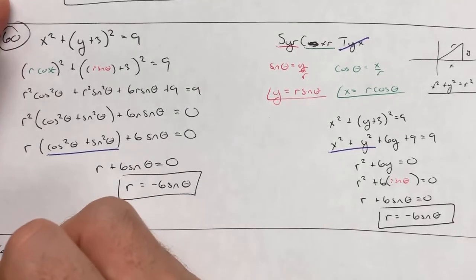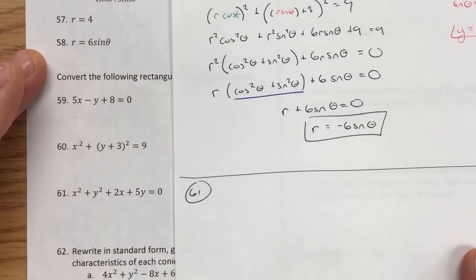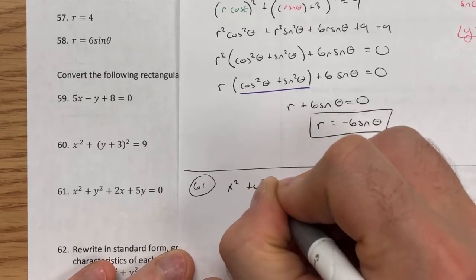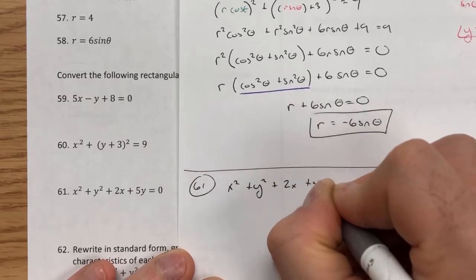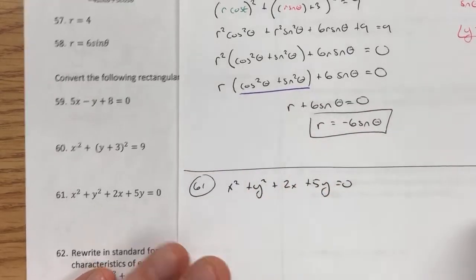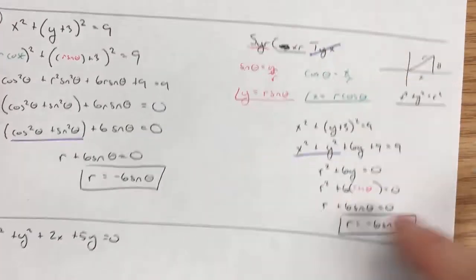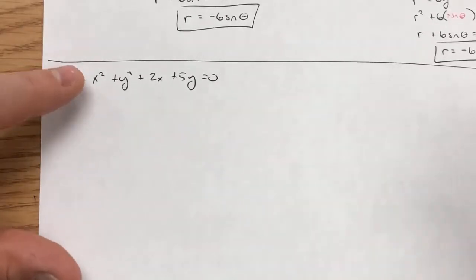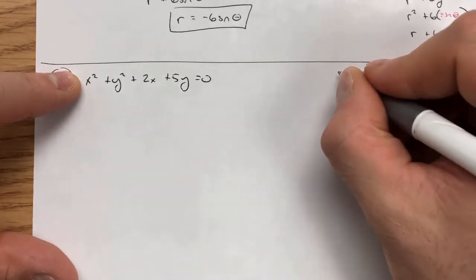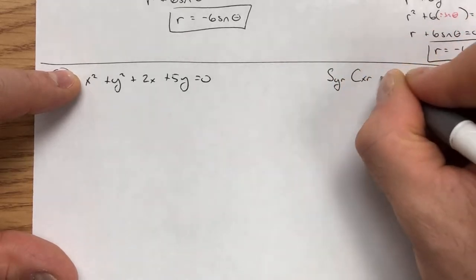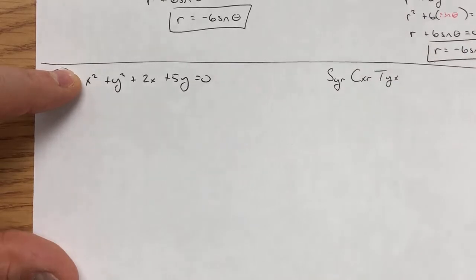That was number 60. Let's take a look at number 61. Okay. So 61 is x squared plus y squared plus 2x plus 5y equals 0. Now this is going to involve that shortcut which we just saw up here. So I have a couple ways that I can attack this. We remember that sine is y divided by r, cosine is x divided by r, and tangent is y divided by x, which is, as of this point, completely useless.